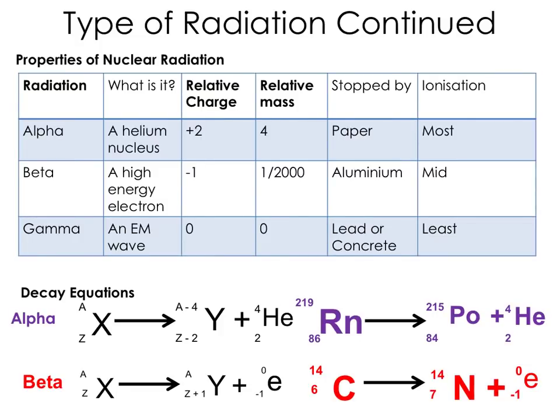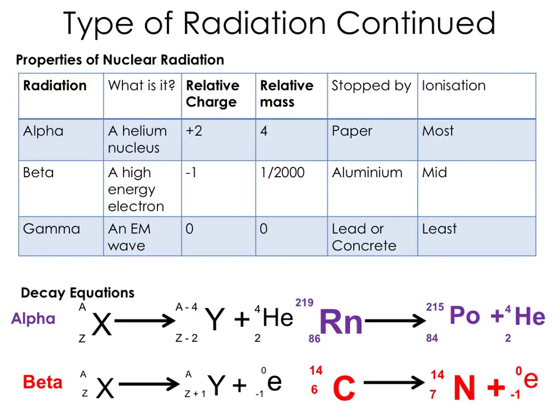So now I'm going to look at some of the radiation in more detail. We'll start off with alpha again. Alpha radiation is a helium nucleus, we've already said. It has a relative charge of +2, because remember a helium nucleus has got 2 protons, 2 neutrons, but no electrons. So 2 protons have a charge of +2. There are no electrons to balance them out, so you have a charge of +2.